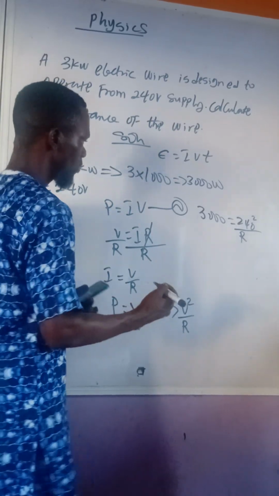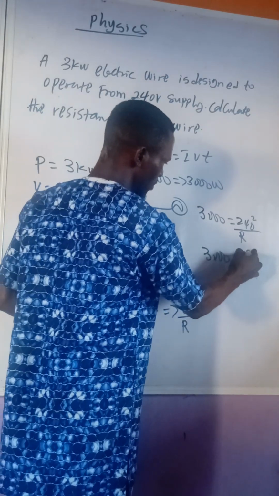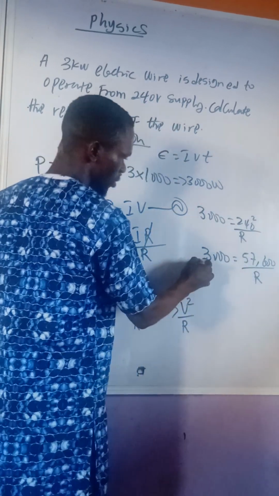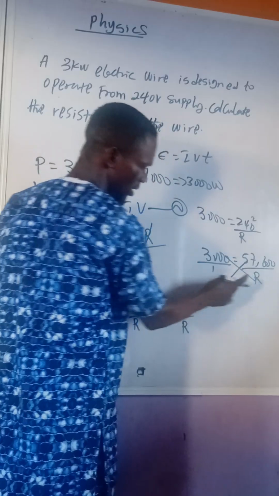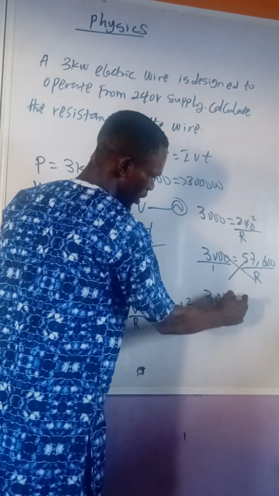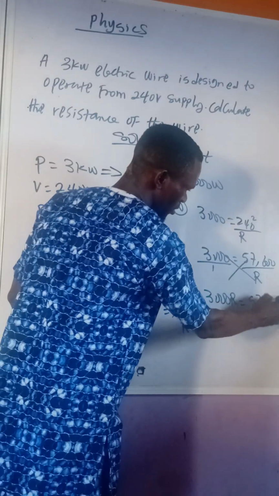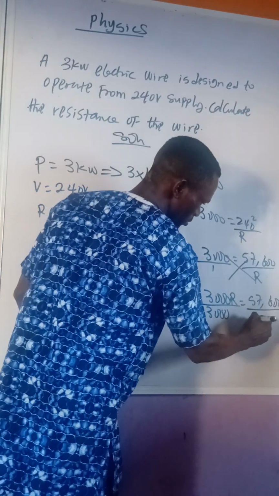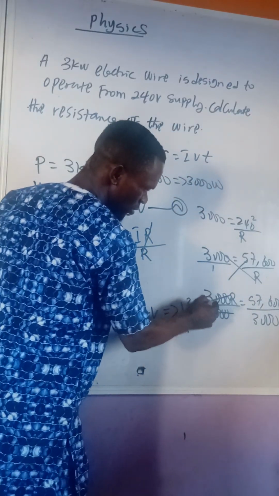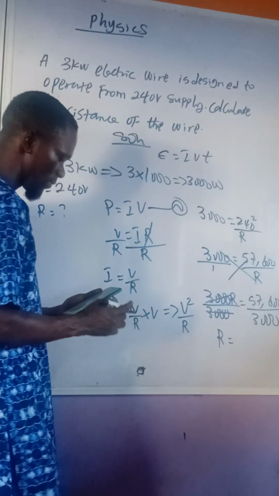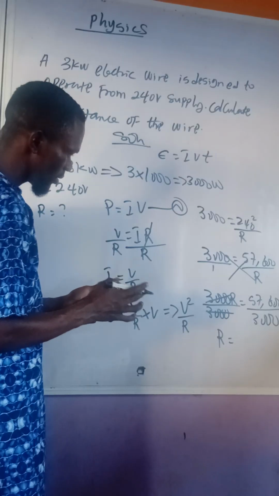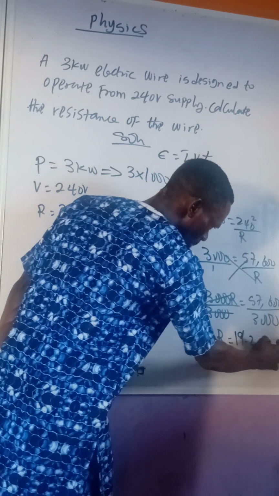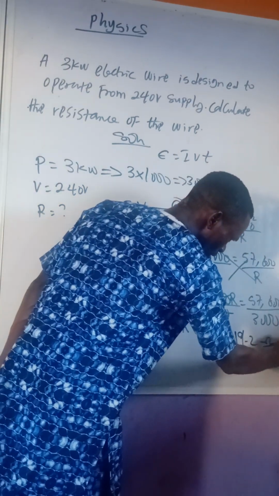So we have 3,000 equals 57,600 over resistance. Now when you cross multiply, we have 3,000 R equals 57,600. So you have to divide by 3,000 so that R can stand on its own. So we have resistance as, let's divide it now, 57,600 divided by 3,000. That gives us 19.2. Approximately we have 19 ohms.